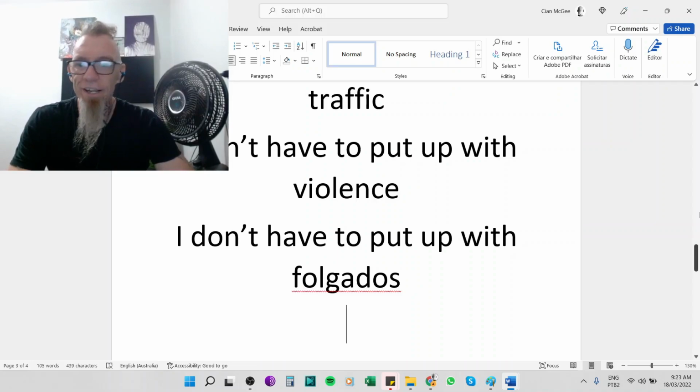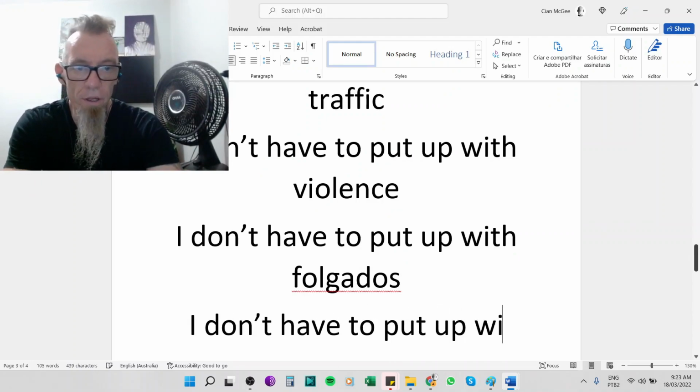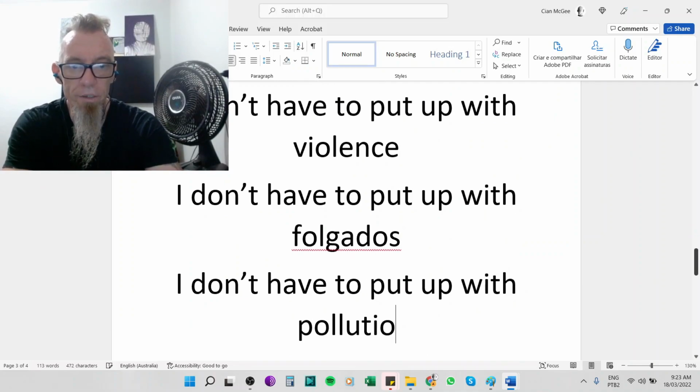In the countryside, you can't be folgado. Because if you steal a parking space from a person, or if you cut someone off in traffic, or whatever it might be, you're going to see that person again at the supermarket or everywhere else. So they act in a sense of transparency. They're polite, they respect the rules. So in the countryside, I don't have to put up with folgados. Everyone kind of respects that idea. I don't have to put up with pollution or noise.